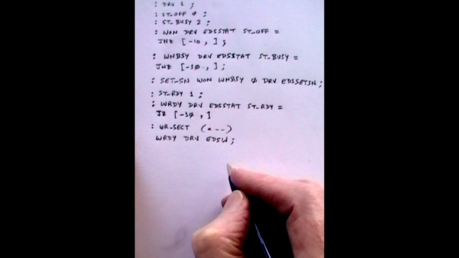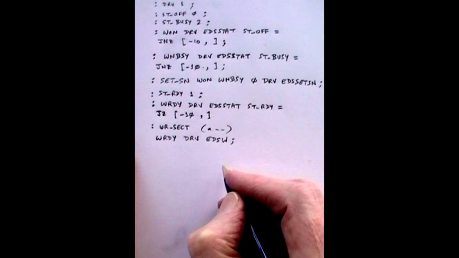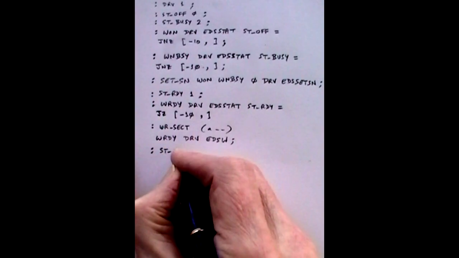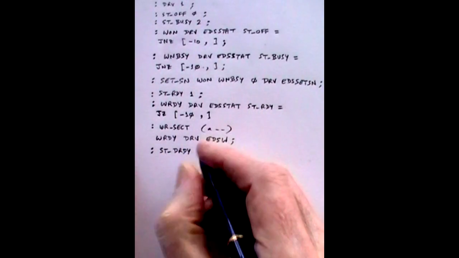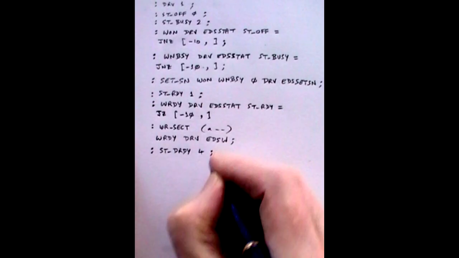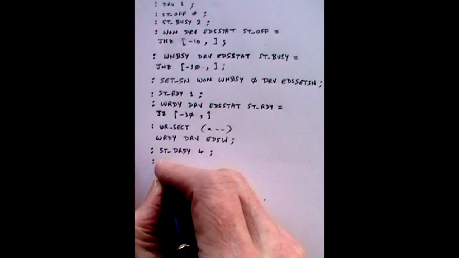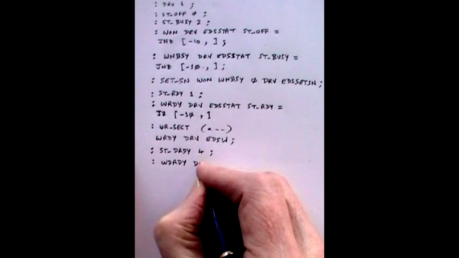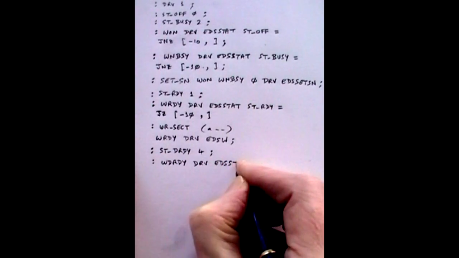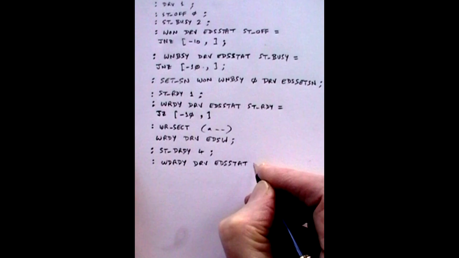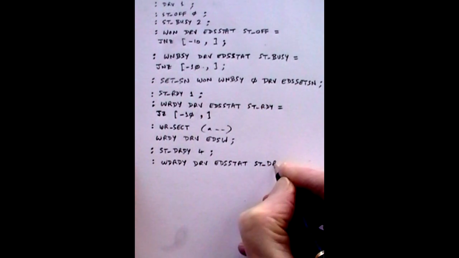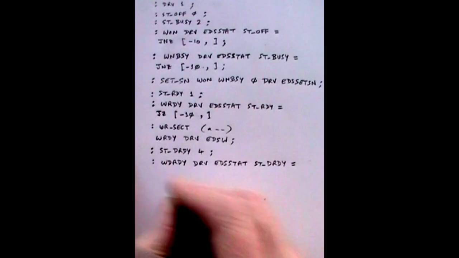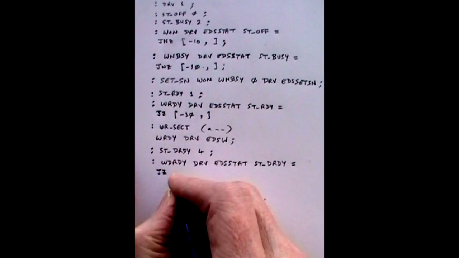The read sector function is similar, except that we have to request the sector first and then wait for data ready before getting it. So I'll have a status data ready, which from the spec is the value 4, and now wait for data ready, drive EDS status, and compare it with data ready. If it's not data ready, jump back.